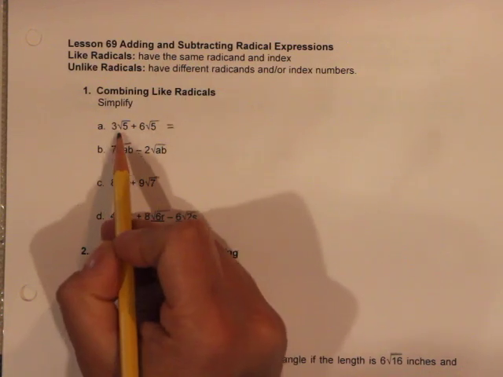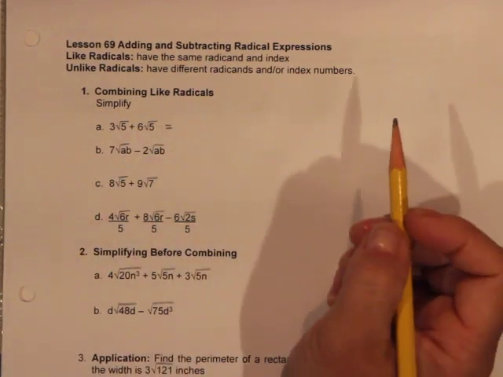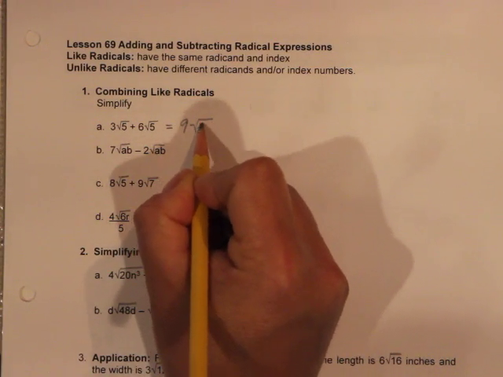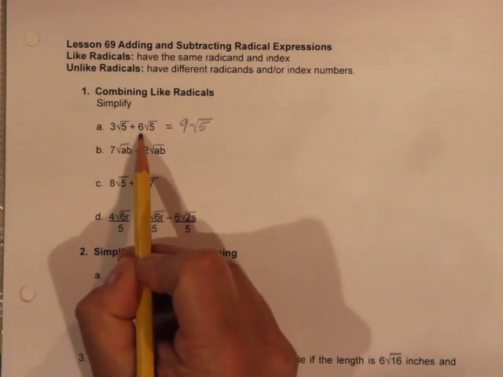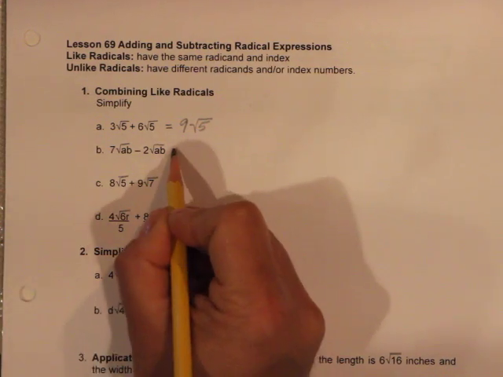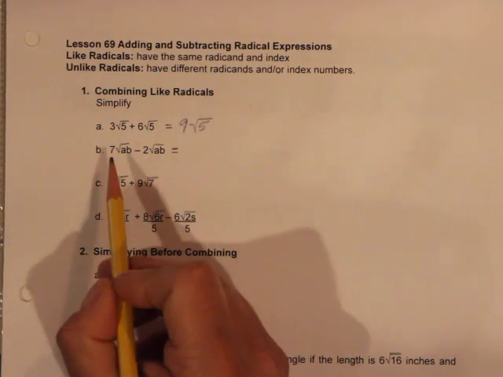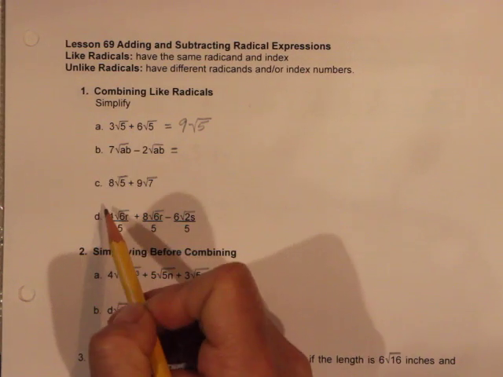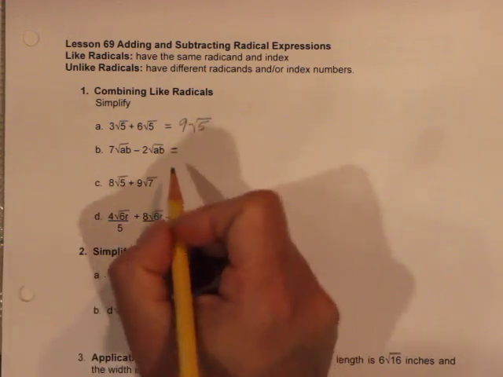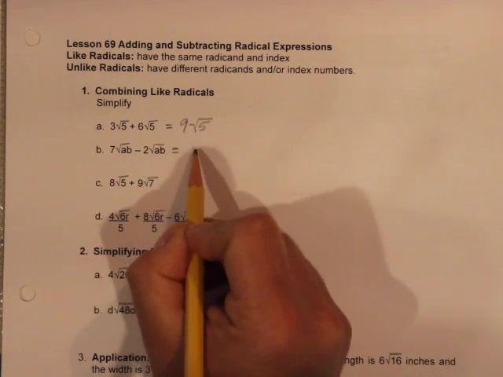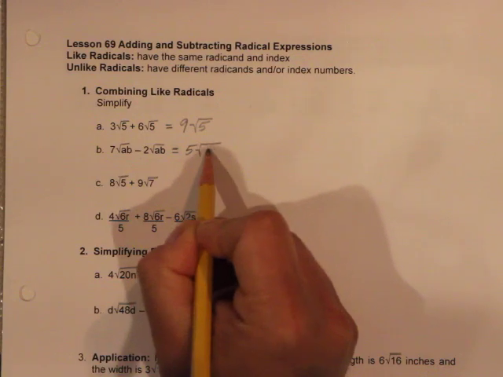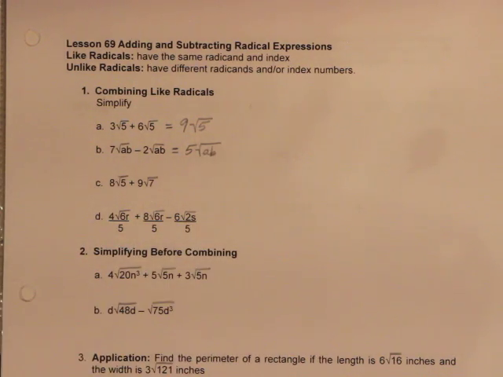So when I go to add 3 square roots of 5 and 6 square roots of 5, how many square roots of 5 do I have altogether? The answer is 9. So 3 square roots of 5 plus 6 more square roots of 5 gives me a total of 9 square roots of 5. Let's see if we can do this with subtraction. If I have 7 square roots of AB minus 2 square roots of AB, how many square roots of AB do I have in total? Of these total units of the square root of AB, if I have 7 of them minus 2 of them, then I'll end up with 5 square roots of AB altogether.